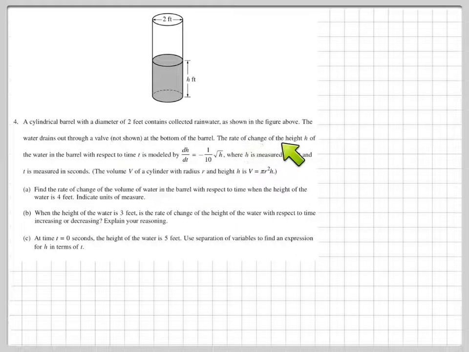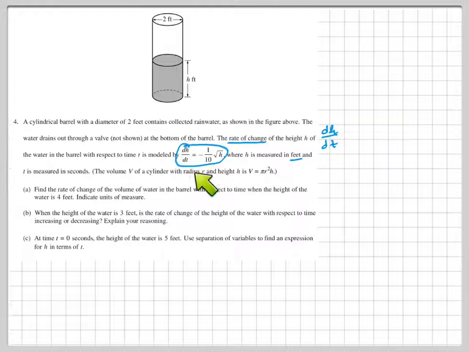The rate of change, there's a calculus word right there. The rate of change of the height, I got to do some stuff with that, of the water in the barrel with respect to time t is modeled by this. There's dH/dt. Okay, so maybe I didn't need to write that because it's written right there. But it's very important that you always recognize when there is a rate because it's calculus. We're studying rates. All right, where h is measured in feet and t is measured in seconds. All right, so we got some units there.